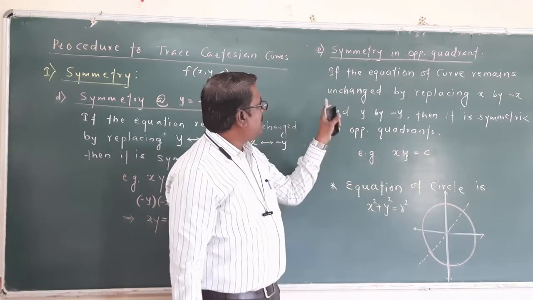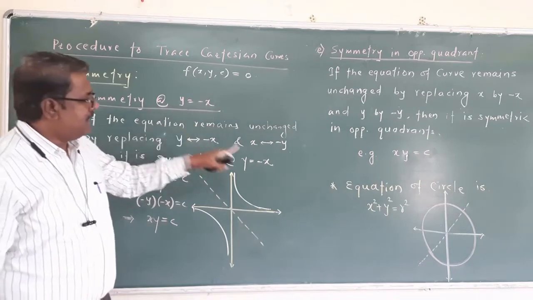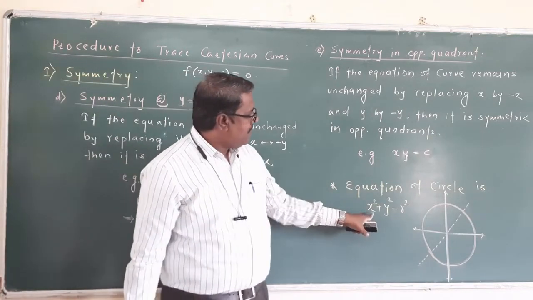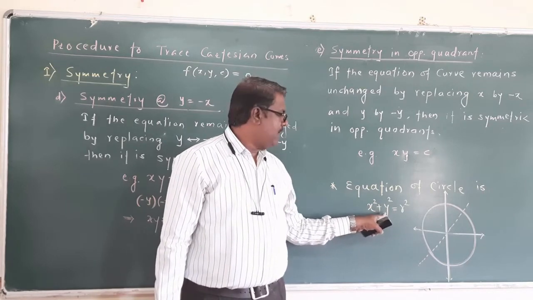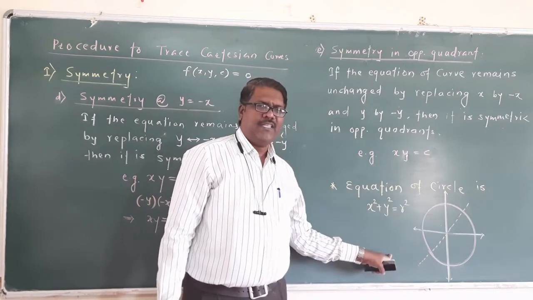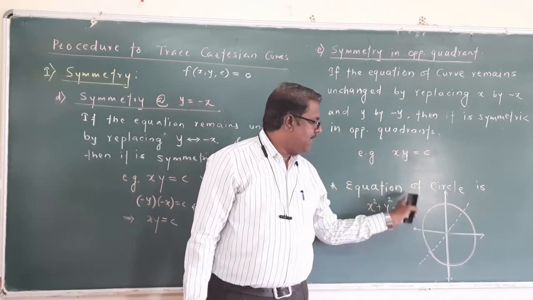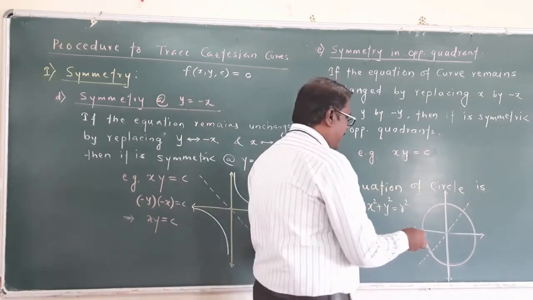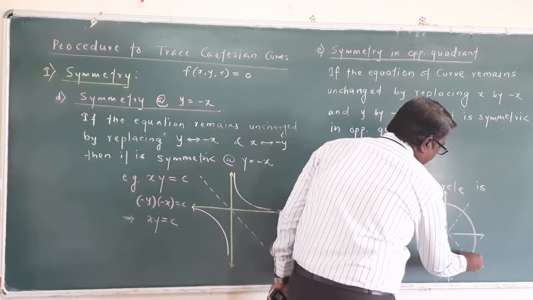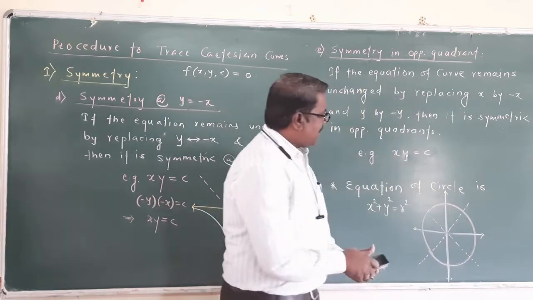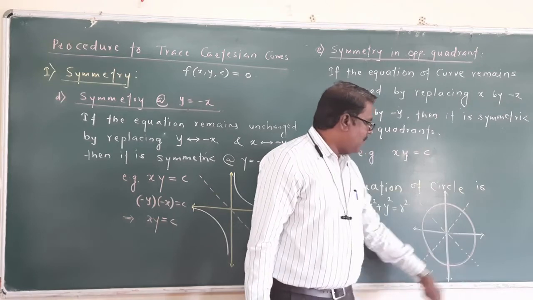The fourth point of symmetry is symmetry about the line y equal to minus x. If I replace x by minus y and y by minus x, again the equation remains as it is, and therefore this circle is symmetric about the line y equal to minus x. If I draw the line, it will be like this. So this circle is symmetric about this line, and the equation of this line is y equal to minus x.